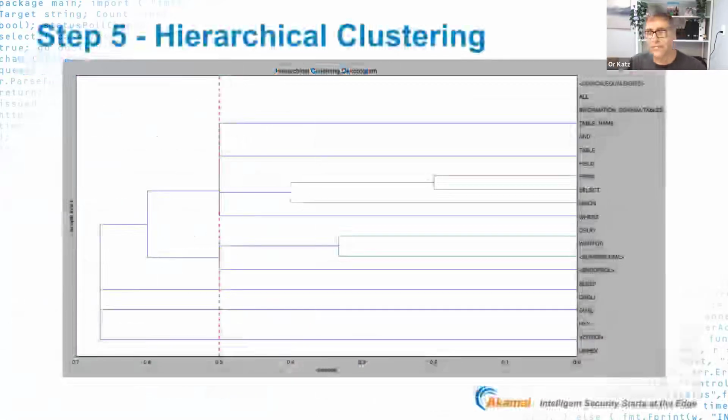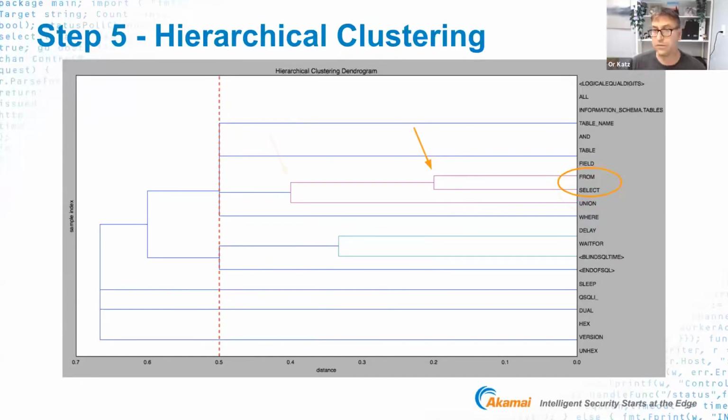Moving into the 5th step, where we're doing clustering. In our case, we were using hierarchical clustering. We start to see some of those clusters. Again, this is a case study. That's an example. And what we can see here, for example, is that select and from were clustered together according to the algorithm, and the score of the clustering was 0.2.